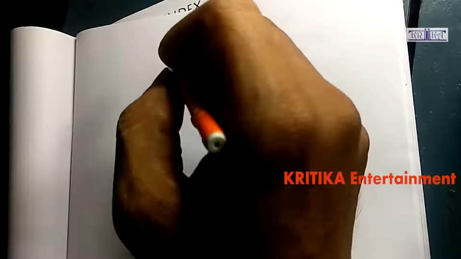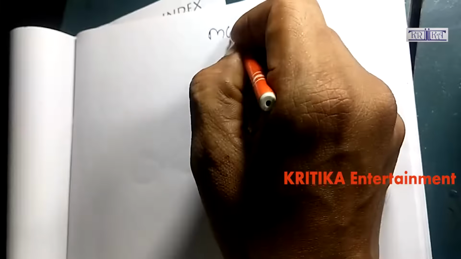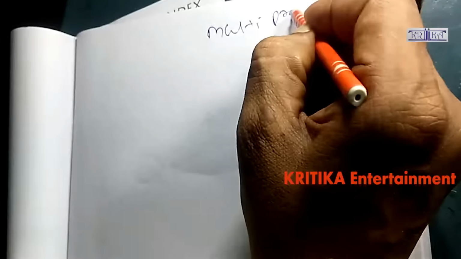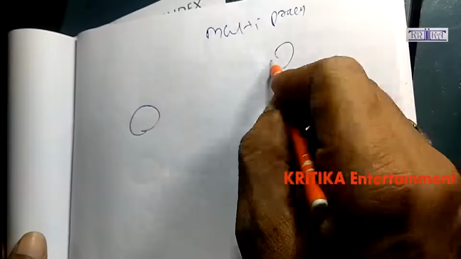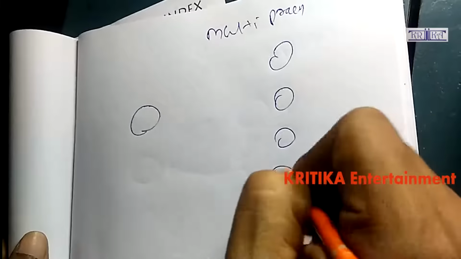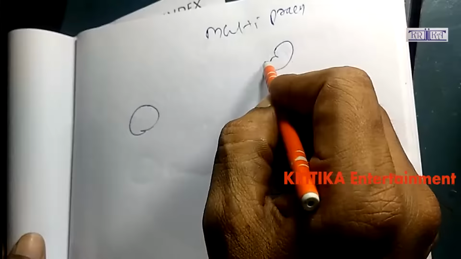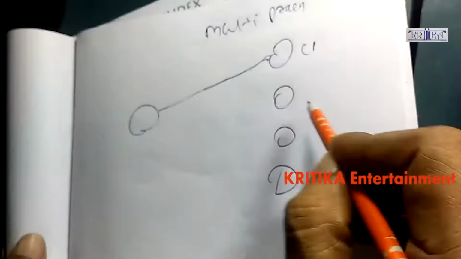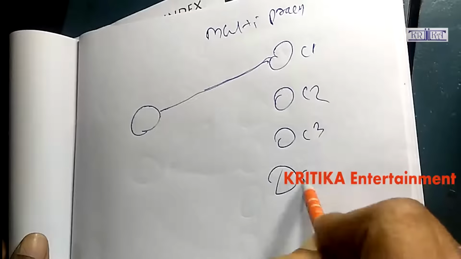Today I will tell you what is multiprocess. What is multiprocess? Suppose here is the server, and there are a number of clients. This client is connected to the server: this is C1, this is C2, this is C3, this is C4.